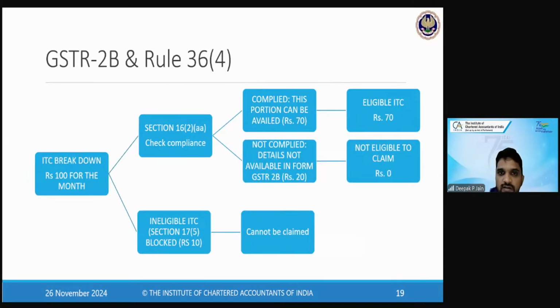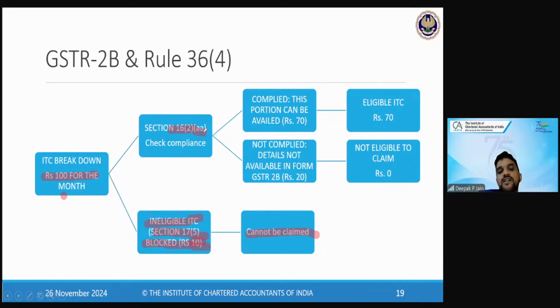So if I have to explain it in numbers, ITC breakdown rupees 100 for the month. This is your ITC of rupees 100 for this month. Now there is an ineligible credit. इस जो 100 rupees आपके 2B में दिख रहा है, okay, this is your credit. In this, ineligible credit is rupees 10. You cannot claim this because it's a block credit.